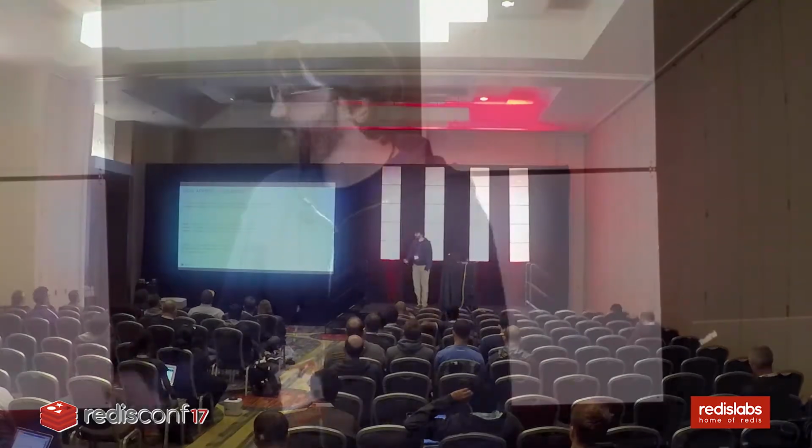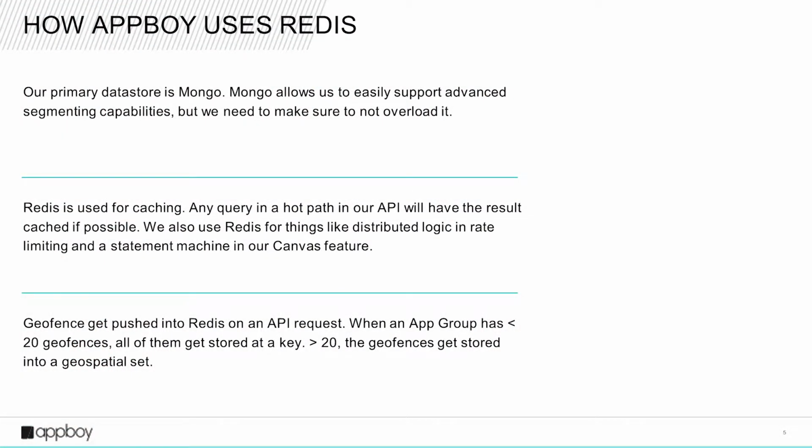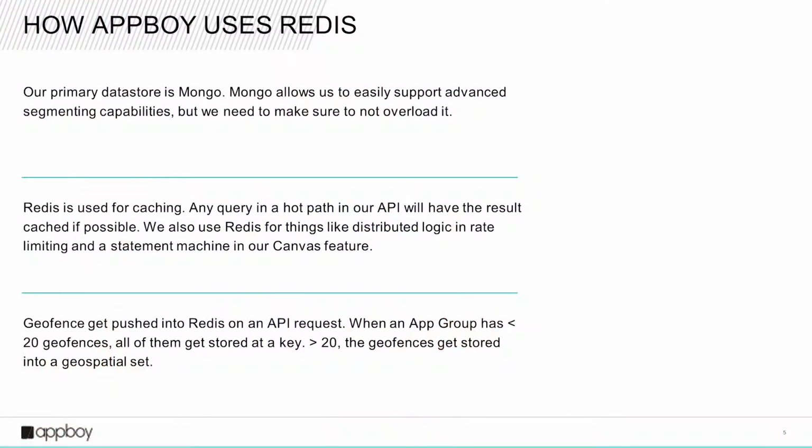Okay, so just some quick reasons for why we're using Redis. So we already use Redis in lots of ways. Our primary data store is Mongo. We like Mongo because it helps a lot with our segmentation capabilities. It's really easy to define a segment by setting a bunch of fields in a Mongo document and then matching on those fields. It's easy to write those queries. Well, relatively easy.